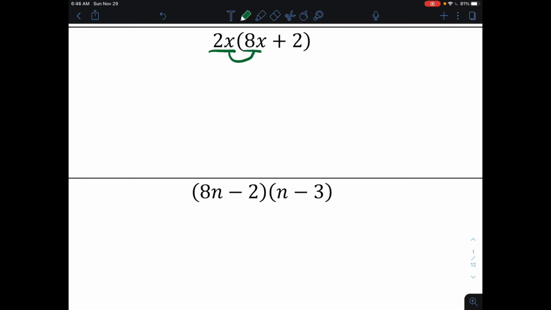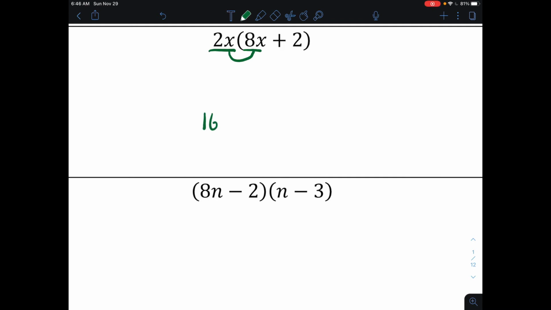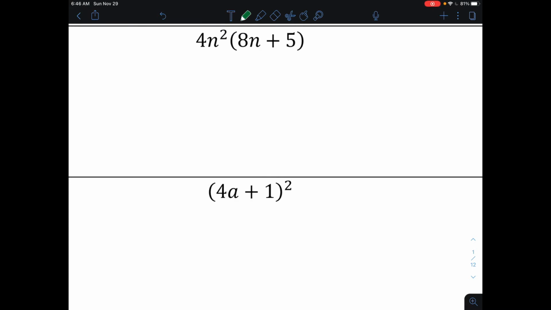2x times 8x. Well, 2 times 8 is 16. X times x makes x squared. And then I need to multiply the 2x to the 2. So I'm distributing here. 2 times 2x makes positive 4x. And x squared and the x to the 1 power are not like terms, so I can't combine anything. There's our final answer.